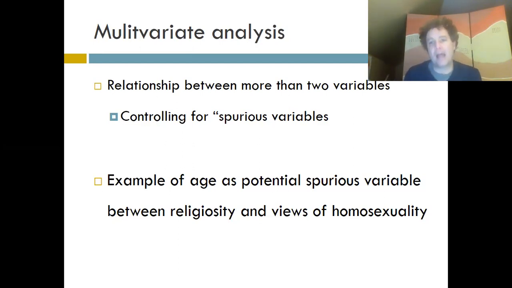So here's how this might work. We know that older people are more religious. And the older somebody gets, the more religious they are. Right? People who were born in the 1930s, 40s, 50s, they're more religious than people who were born in the 1990s or early 21st century. Right? So people who are older are more religious.